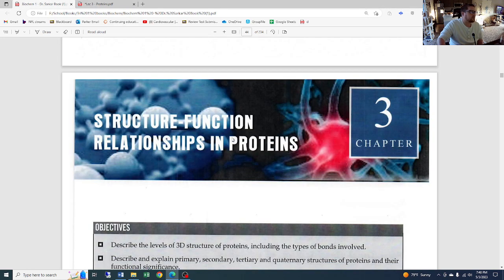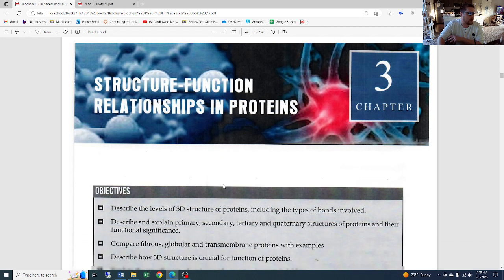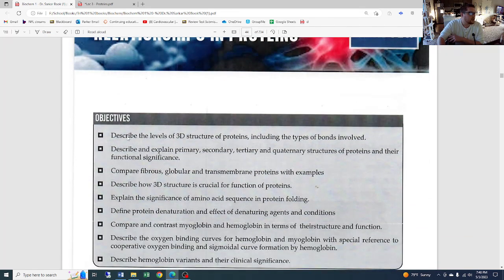This time we're going to be talking about Chapter 3 in the Biochem 1 textbook, talking about the structure-function relationships in proteins. I'm just going to talk all about the structure of proteins and also a couple of examples of how those proteins actually function together. So first we're going to describe the levels of 3D structures of proteins, including the types of bonds involved.